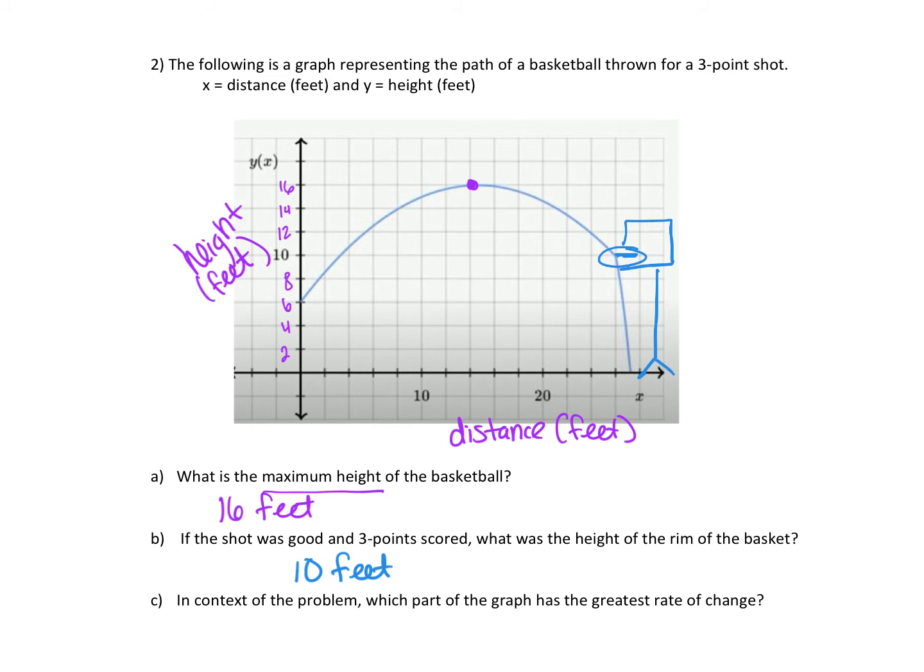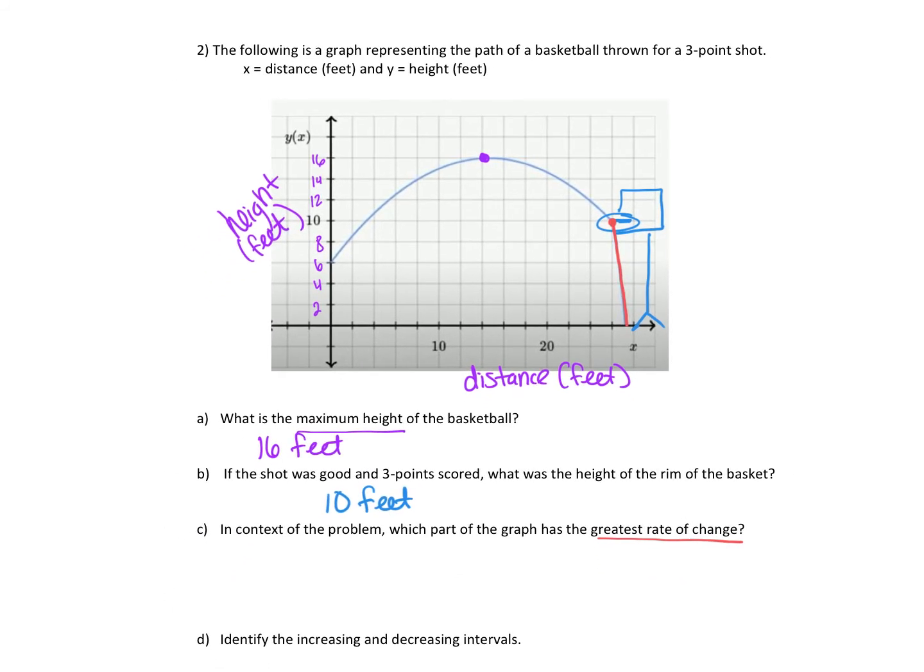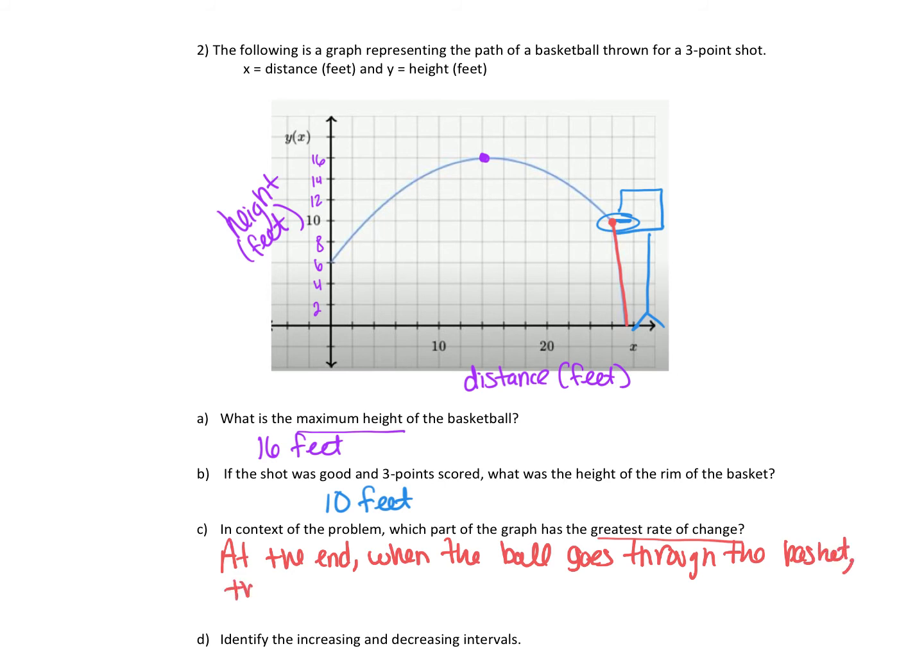C says, in the context of the problem, which part of the graph has the greatest rate of change? So at the very end, I would say from here to here, this is the steepest part of the graph. Therefore, that is going to have the greatest rate of change. So we're going to say at the end, when the ball goes through the basket, the rate of change decreases quickly.